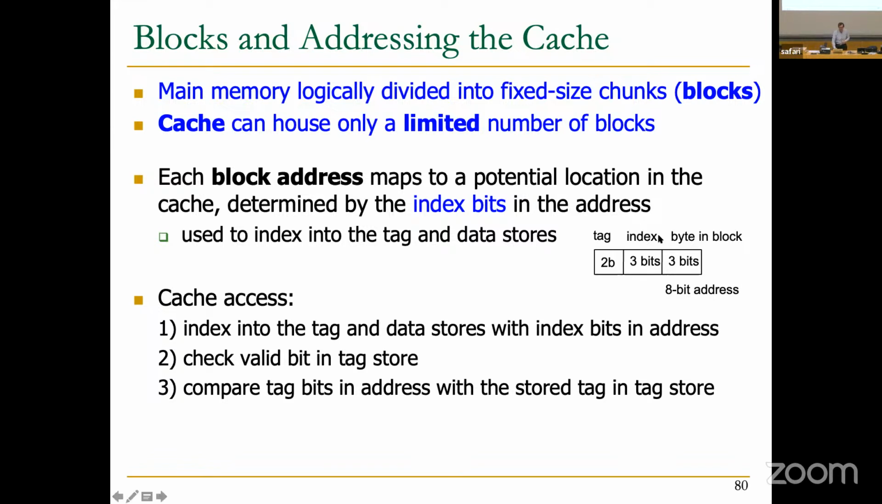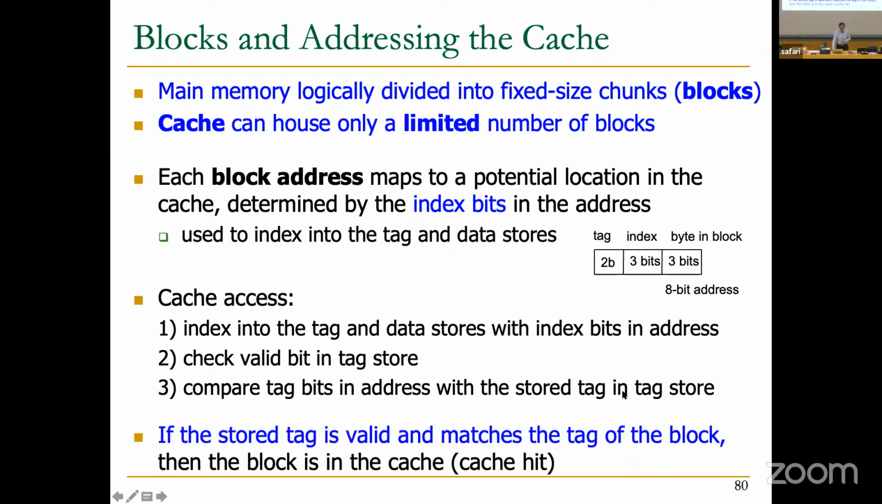So we know the index because we've indexed in that location, right? And then the tag that I'm storing is these particular 2 bits. And if these particular 2 bits match the 2 bits that are used to query the cache with, at least the tag bits, then it's a cache hit, right? So essentially, if the stored tag is valid and matches the tag of the block, then the block is in the cache. That's a cache hit. If any of these do not match, if it's not valid or the tag comparison doesn't succeed, it's not equal, that means that there's some other block in the cache, right? Assuming the valid bit is set to 1, then it's a cache miss. Okay? Hopefully this makes sense.